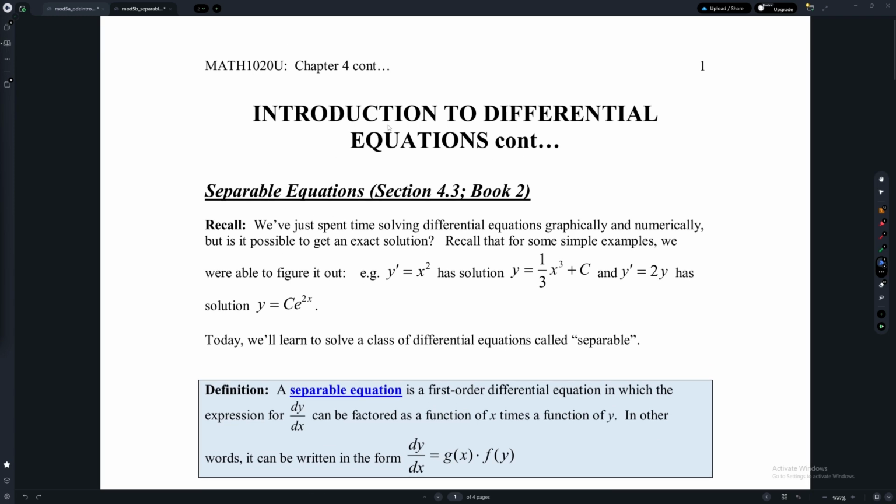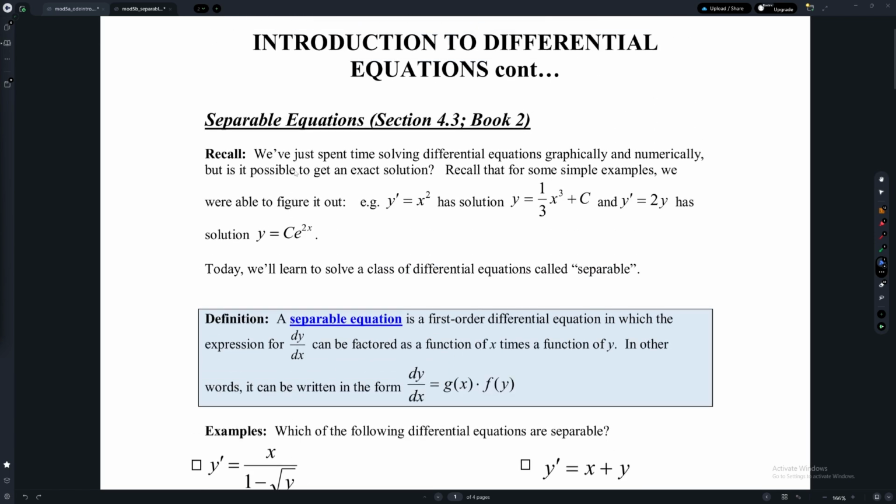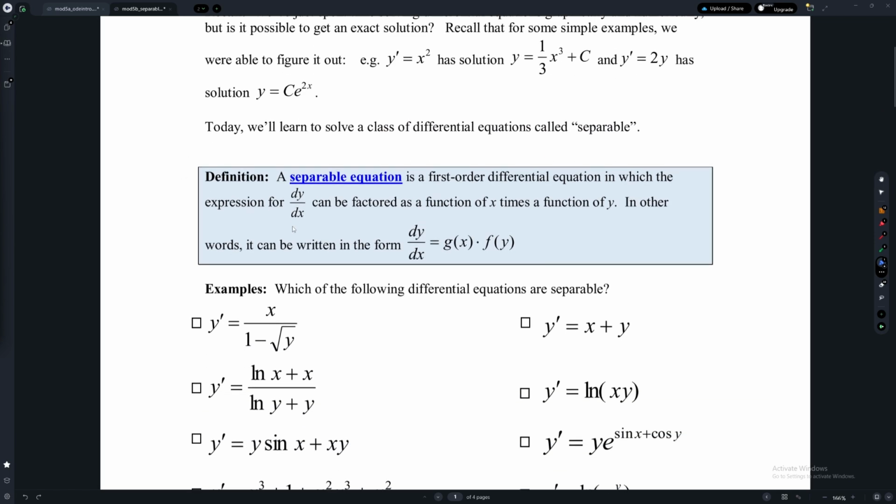So today we're gonna continue with differential equations. This is just a recall. If you want to read it, go ahead.